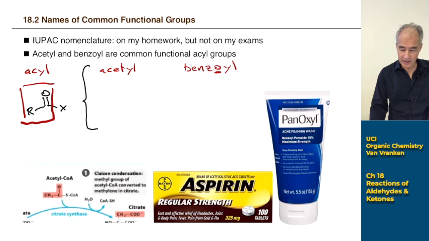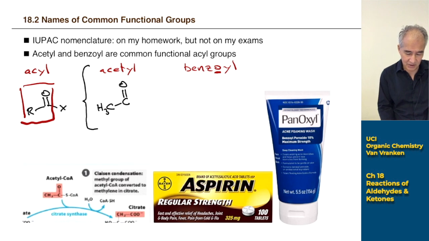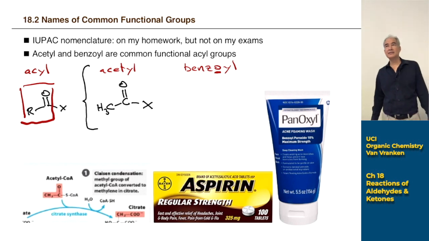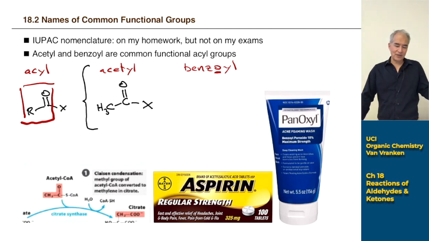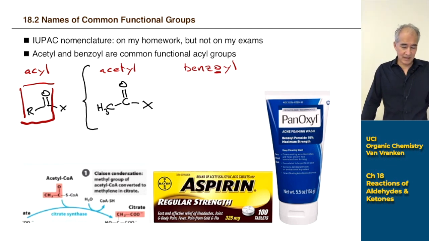Okay, let's take a look at an acetyl functional group. An acetyl functional group is pretty simple. It's about as simple as you can get. It's just this. It's like a methyl acyl. It's an acyl group with a methyl group there. That could be acetic acid. That could be acetamide. That could be acetylbenzene. That's actually called acetophenone. So that's an acetyl group.